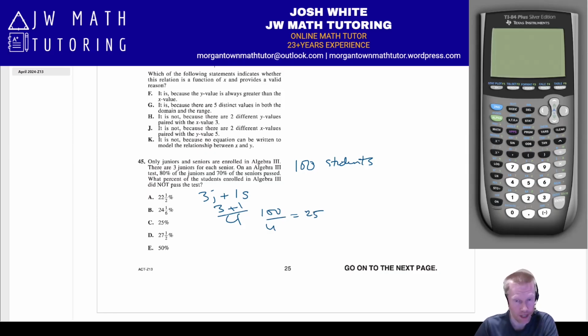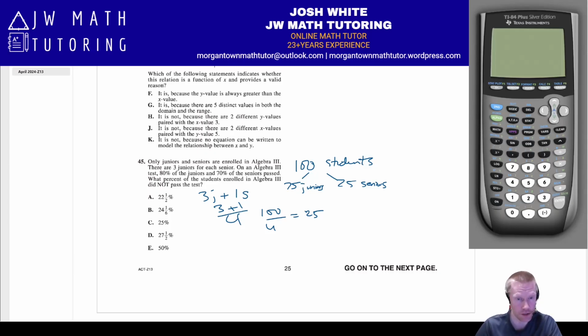So one part of that, which is what we get when we divide 100 by 4, one part is 25. So that means we're going to have 25 seniors, and then 3 times that for 75 juniors. 75 plus 25 adds up to 100, so it meets all the conditions of the problem so far.